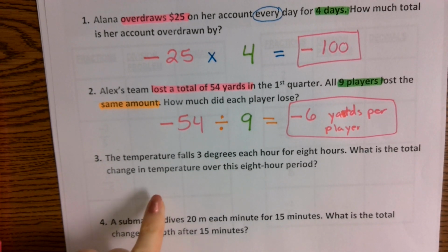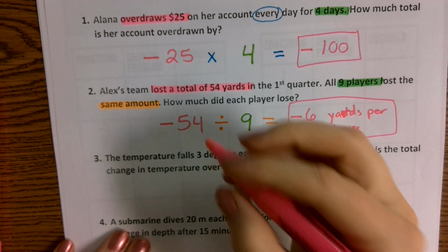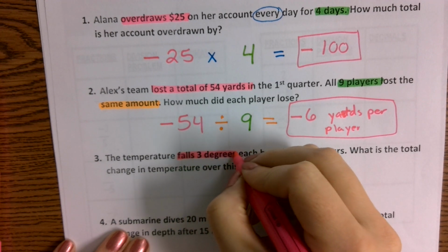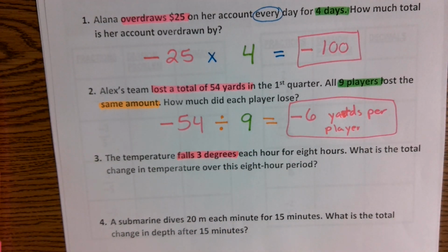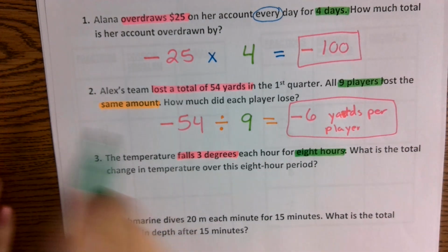All right, the temperature falls 3 degrees each hour for 8 hours. What is the total change in temperature over the 8-hour period? Okay, so the temperature falls, positive or negative? Negative. It falls 3 degrees. It's going to do this each hour for 8 hours. Positive or negative? Positive. We're talking about hours. That's positive. Okay, now what are we going to do?